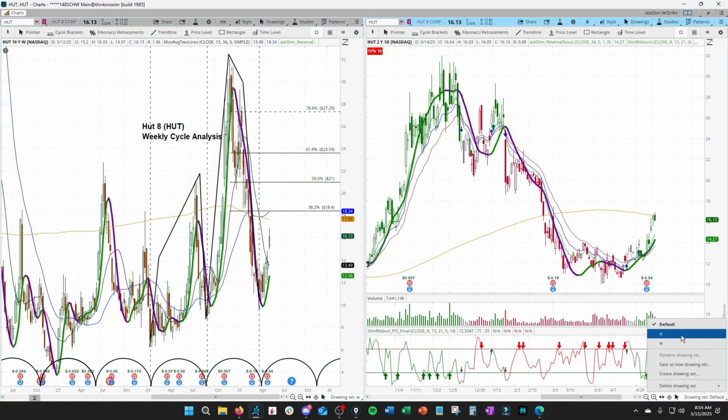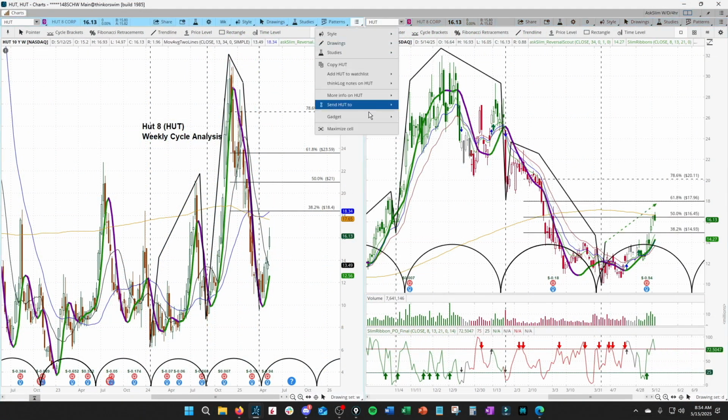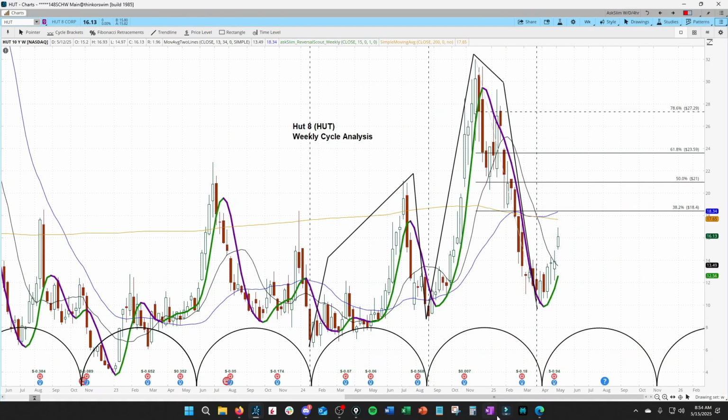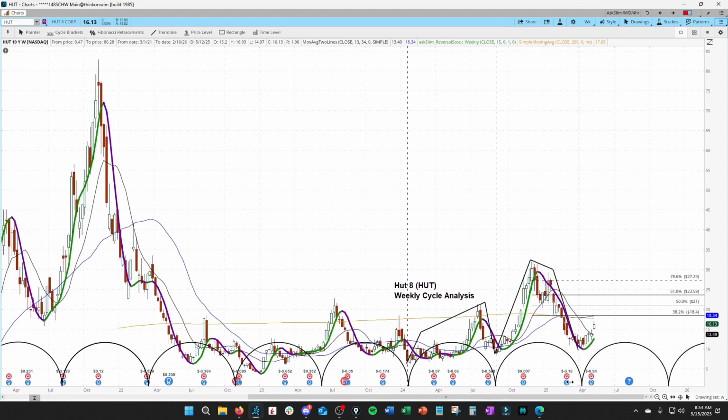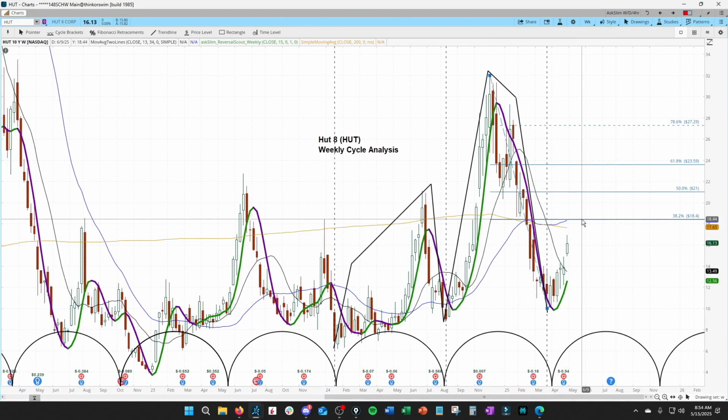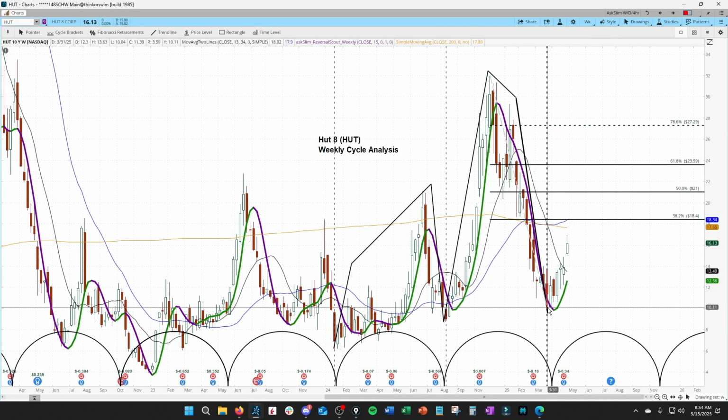This is HUT 8, HUT 8. Let's pull up the weekly chart. I'm not sure about this one. Looks like it's one that's traded for a while, but not one I've ever seen before. So that's going to happen from time to time.